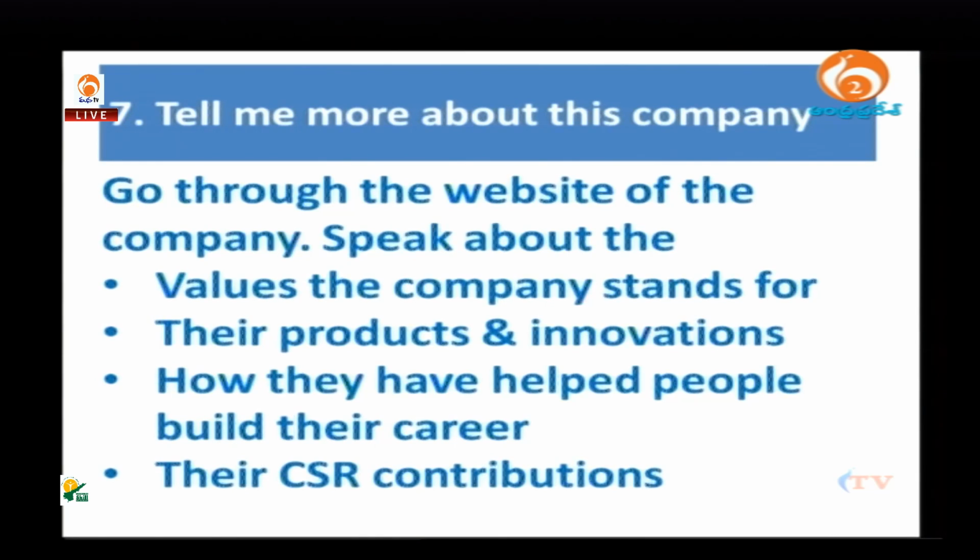You will speak about the value system of the company. You will speak about the products, the new innovations, the new technologies that they are using, the new mergers, acquisitions, takeovers. You can talk about all that and how they have helped people build their career and their charity activities. Clear? 8, 9 and 10. We'll quickly look at it, a short break, and we come back.